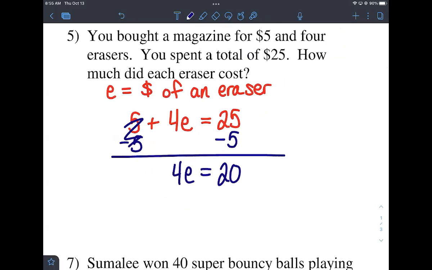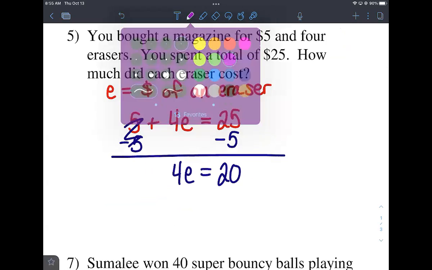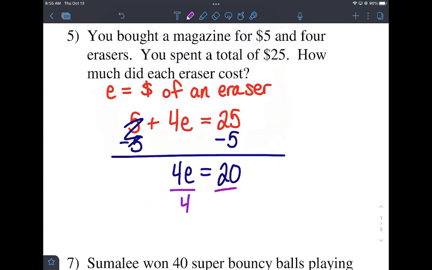Divide by 4, and you'll know the cost of each. What is 20 divided by 4? Anybody? Yeah, each eraser was $5. Every story problem has to have a label. The only ones that haven't had a label so far have been number 3 and number 4. That's because we were finding numbers and not actual amounts of anything.